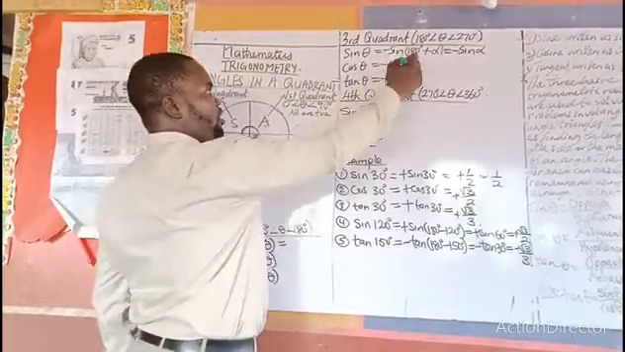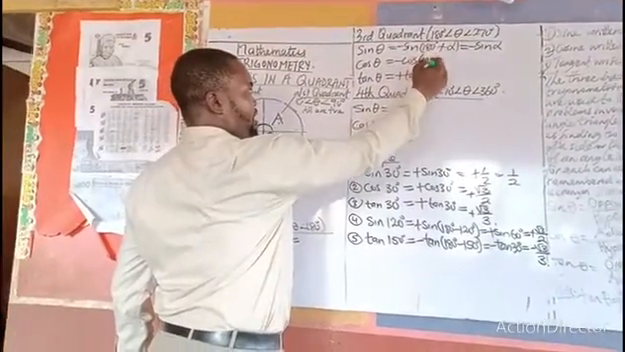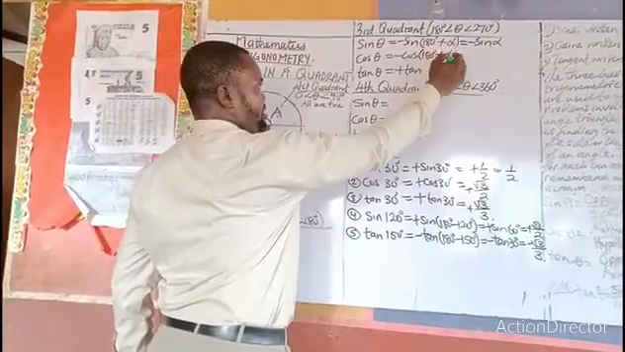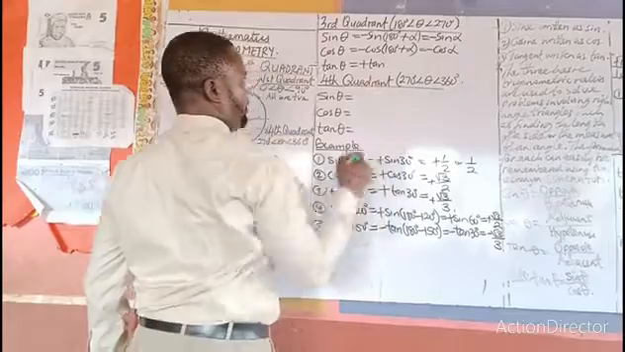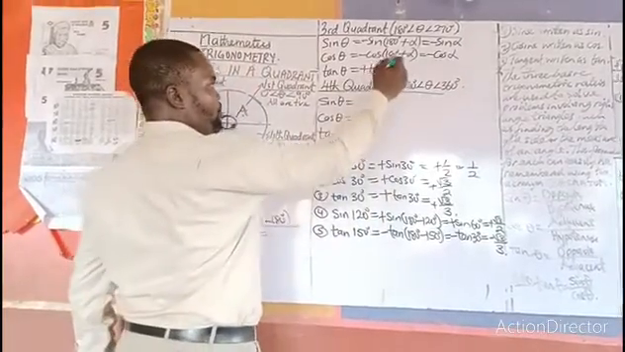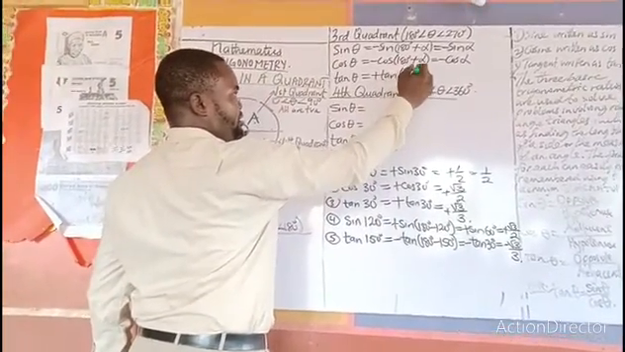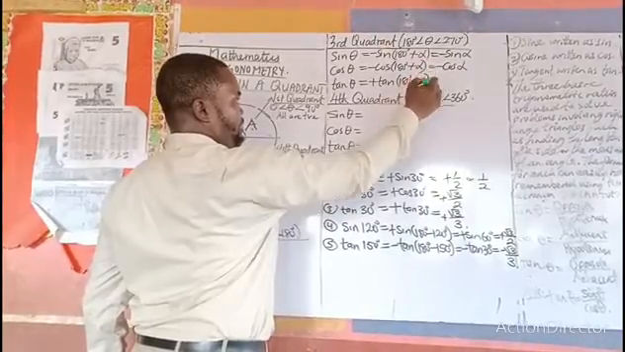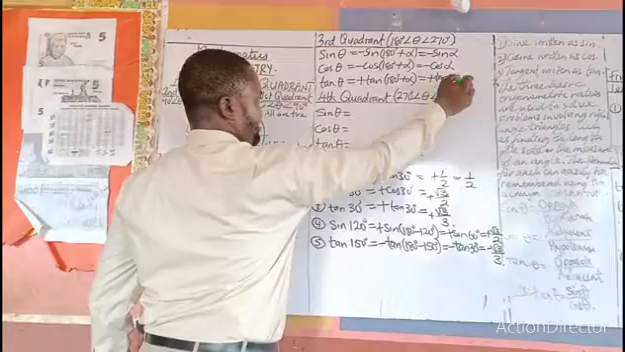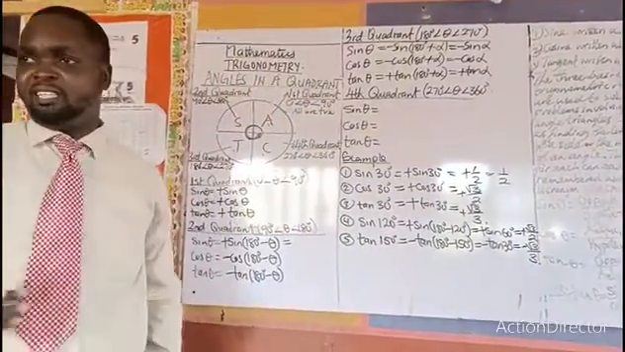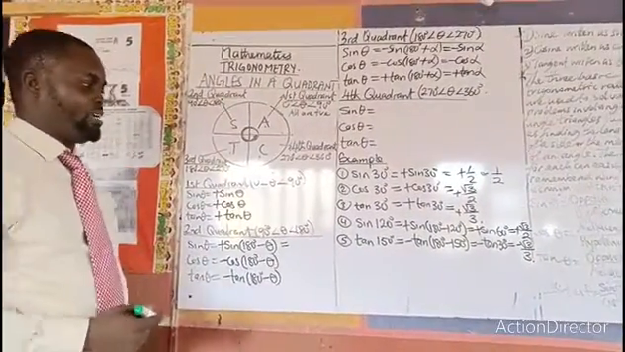I do the same thing for cos. I will say 180 degrees plus alpha, and that will give me minus cos alpha. Then for tan, we say 180 degrees plus alpha, so plus tan alpha. What does this exactly mean? Let's apply it again in our example.